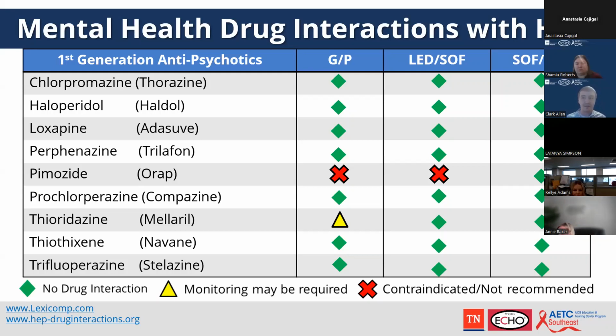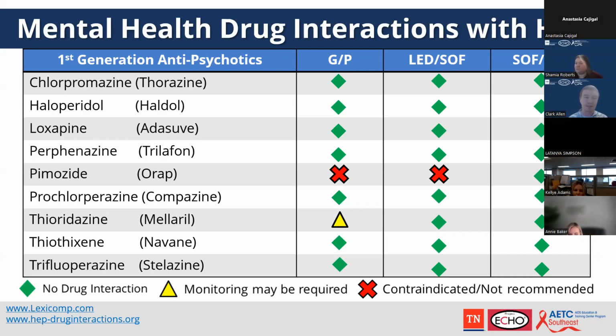Now, with Pimozide, the interaction there, it's an inhibitor. So notice on the last slide, we talked about an inducer potentially messing with the concentrations of the hepatitis C medication. With this one, there's the inhibition of that pathway. So there's a potential risk of concentrations of the drugs increasing on both sides.